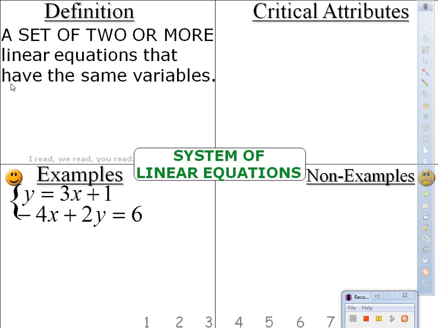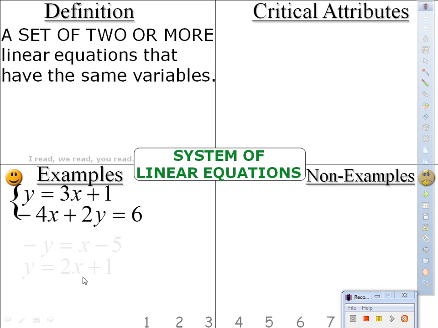However, what is the last thing in the definition? They have to have the same variables. This one has y and x, and this one has x and y. Are they the same type of variable? Yes. That's why this is a system of equations. Let me show you another example. Another way that they write it, they can give you the two equations, but without a bracket. And that's also a system.